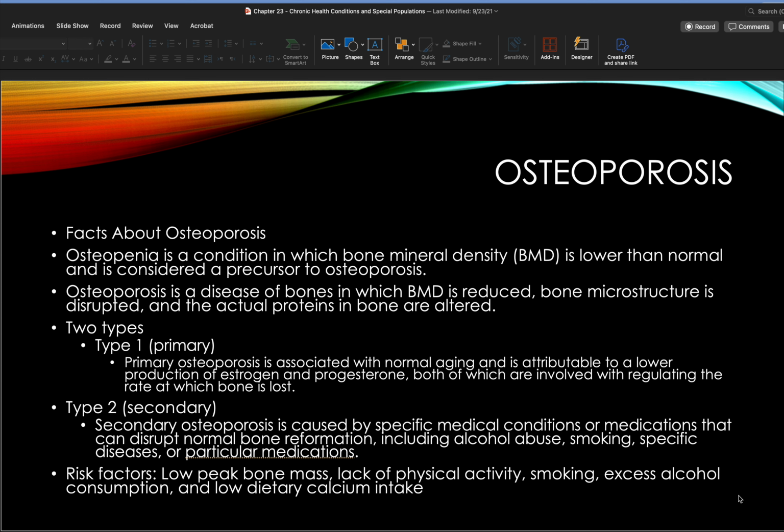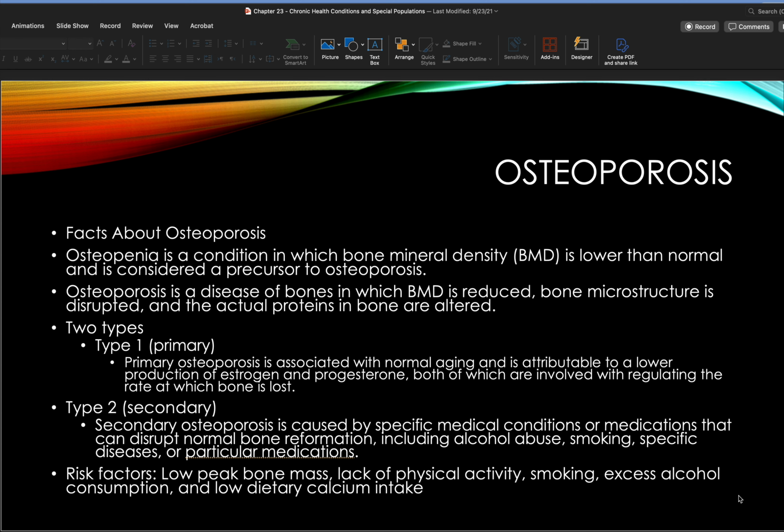So risk factors, though, for osteoporosis: low peak bone mass, lack of physical activity. Don't forget, physical activity, especially weight-bearing physical activity, helps bone constantly turn over. That's what we want to pay attention to. We talked about that way earlier on in the earlier chapters. Lack of physical activity, smoking. There it is again. Excess alcohol consumption, and then low dietary calcium intake.